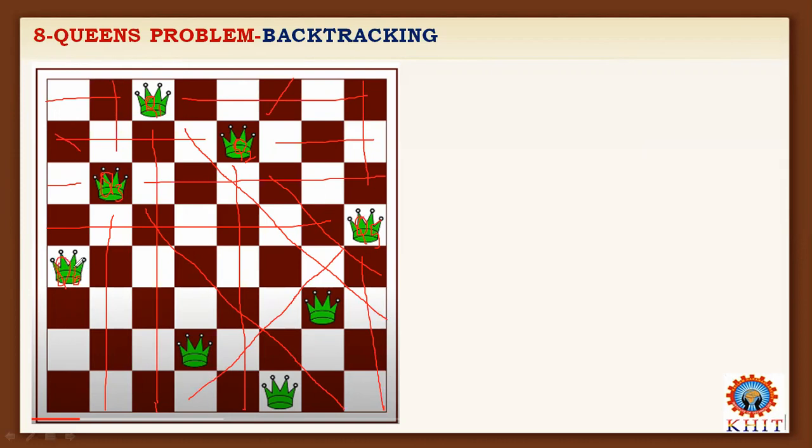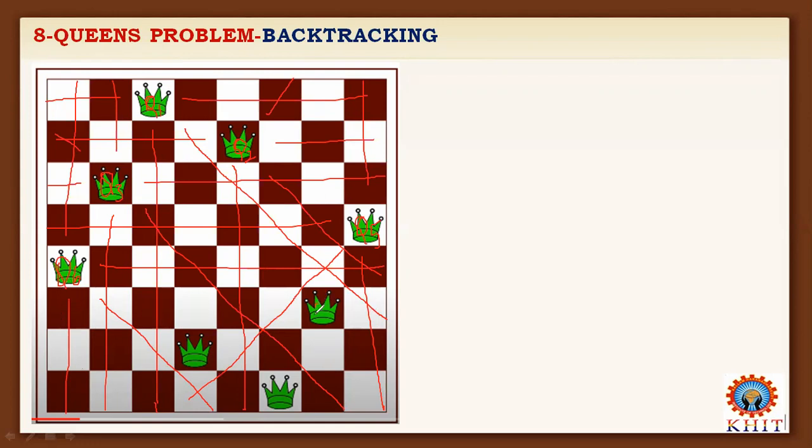If I can place Q6 here, then I cannot place the value here. So here also you cannot place the queen diagonally. In the same row it cannot be placed. Same row, same column, diagonally, not placed.